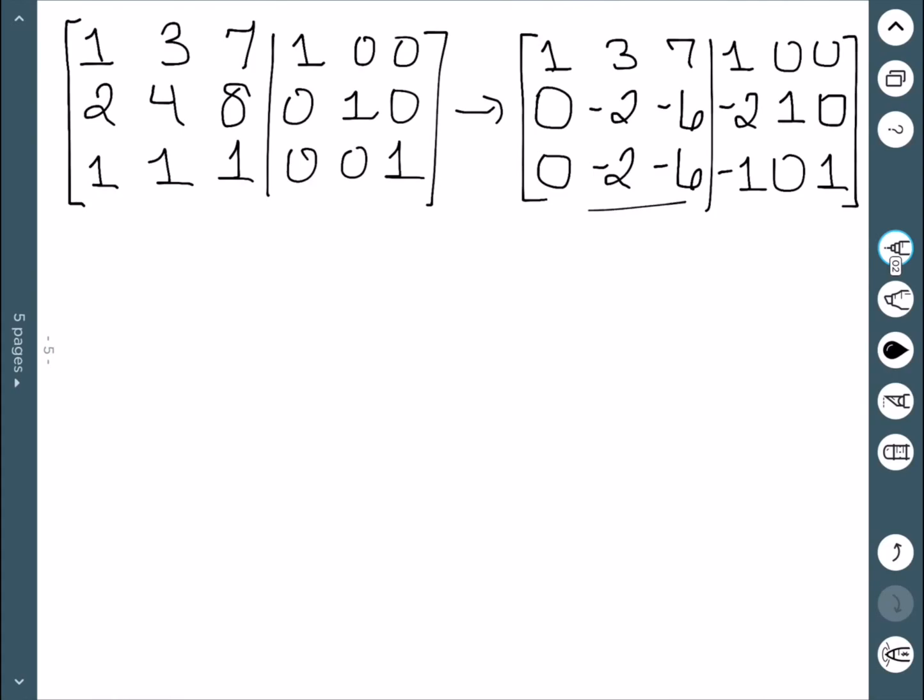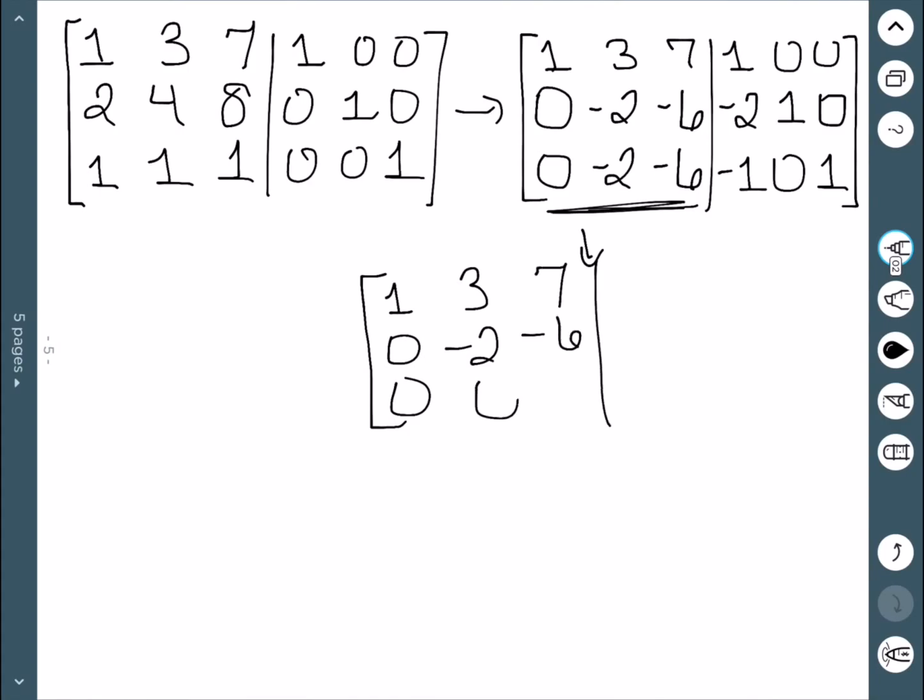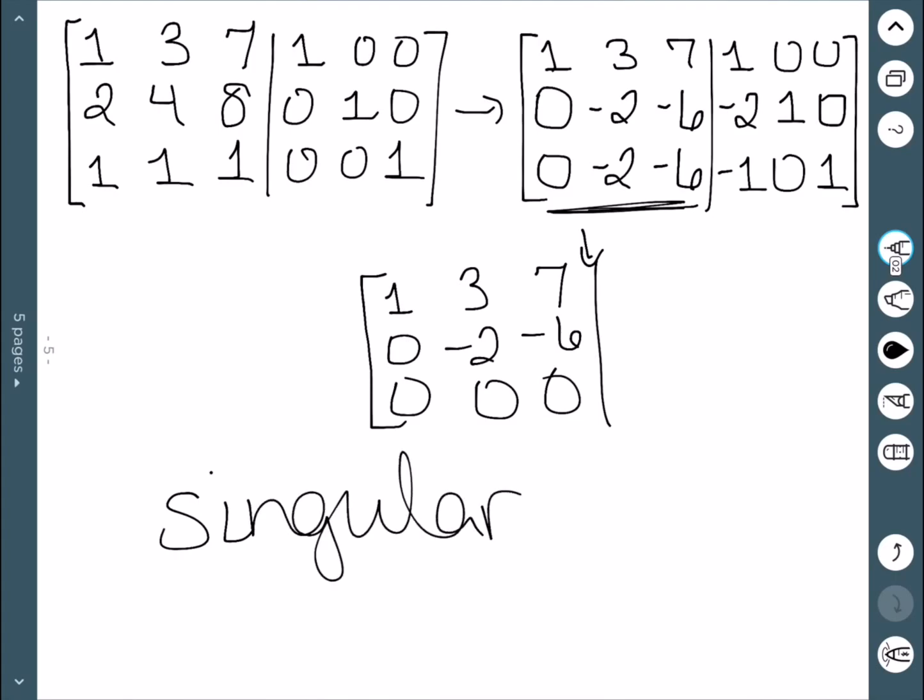And the fact that these last two rows look exactly the same here should cause you concern. I'm going to go ahead and subtract row 2 minus row 3. When I do that, I get zeros here and here. Therefore, this does not reduce to the identity matrix. So this is a singular matrix. The inverse does not exist.